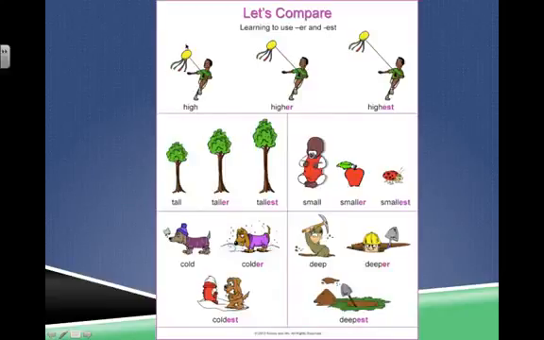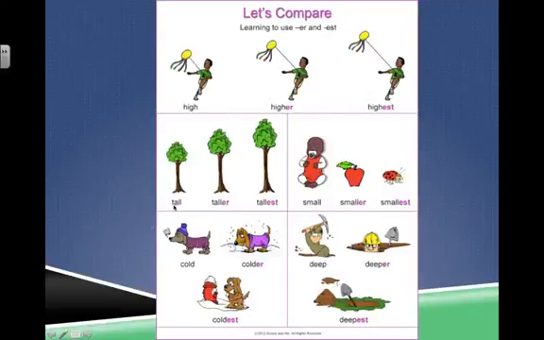Let's compare some more. Here's this boy. He has a balloon. Underneath here, the balloon is high. We're comparing the two, so now the balloon is higher. Now we're comparing the three. Can you see the ending? Highest. When we add EST to the end of a word, we're saying it's the highest, right? We're comparing it between three or more things.